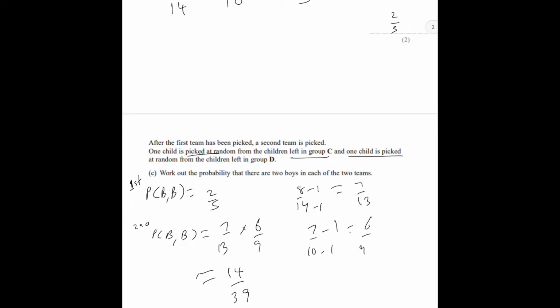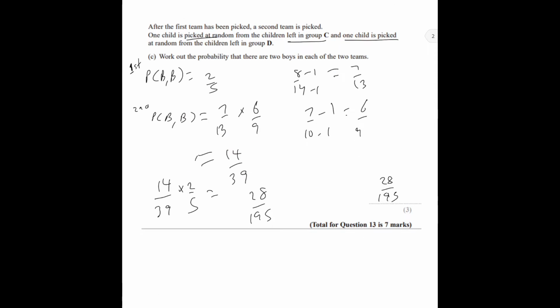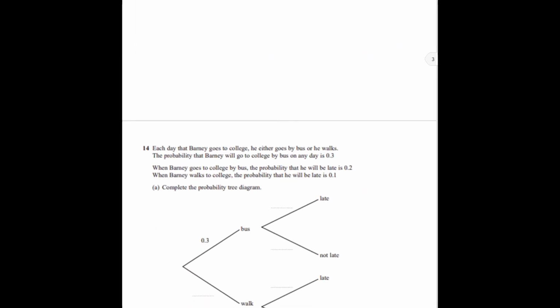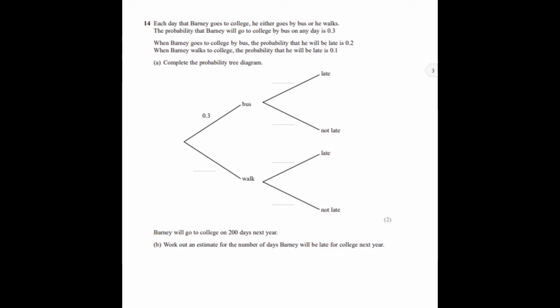Now this is not the end of the question because we have to multiply this value by 2 boys of a team, right? So where do we get that value? We have 14 by 39 times the value that we have found, 2 by 5, in order to find the probability that there are 2 boys in the team. So we just multiply that value and we get 28 by 195. That's for 3 marks, you have 28 by 195, alright? In order to find the probability that there are 2 boys in 2 teams. So that's why we multiply by 2 by 5.